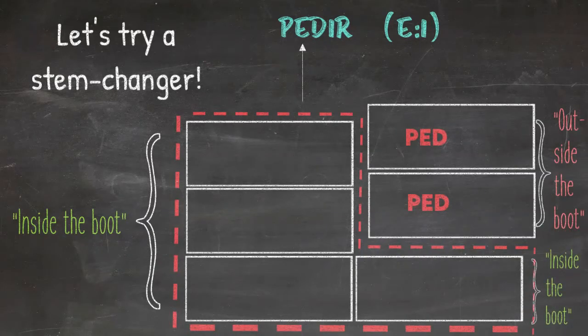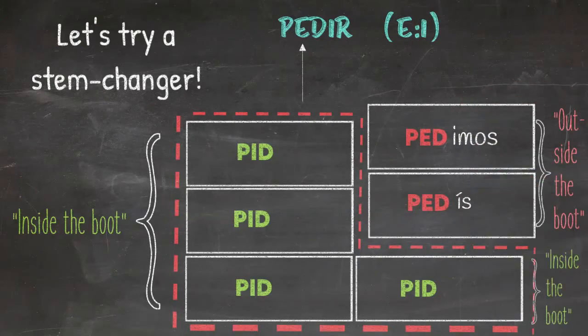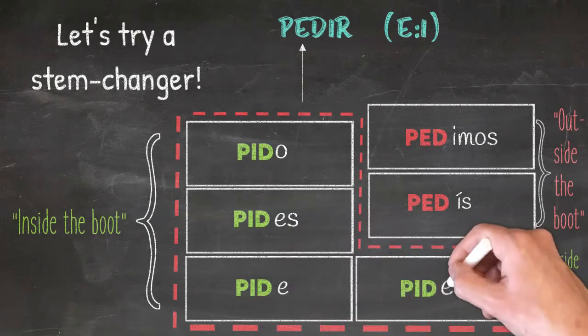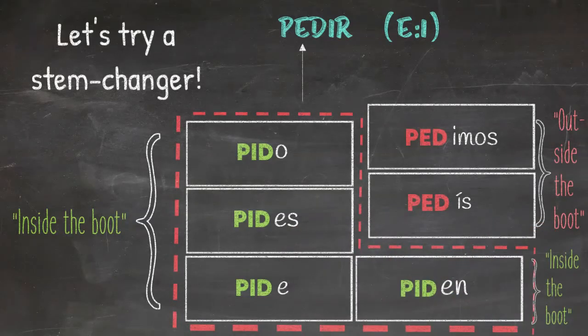Inside the boot, we have a new stem. Finally, add your proper endings. And you get pido, pides, pide. But notice nosotros is pedimos. Slight change in the spelling and the sound.